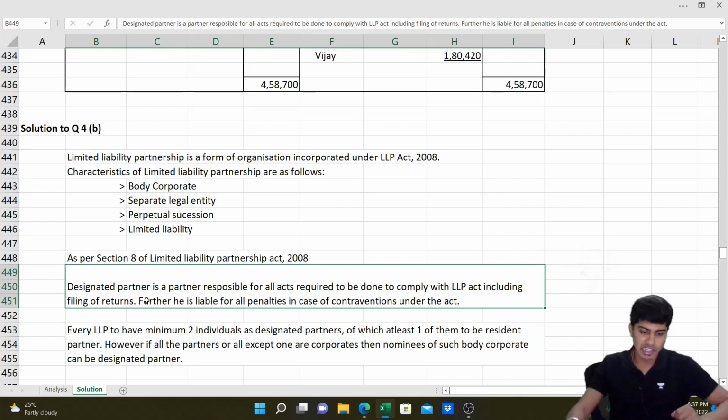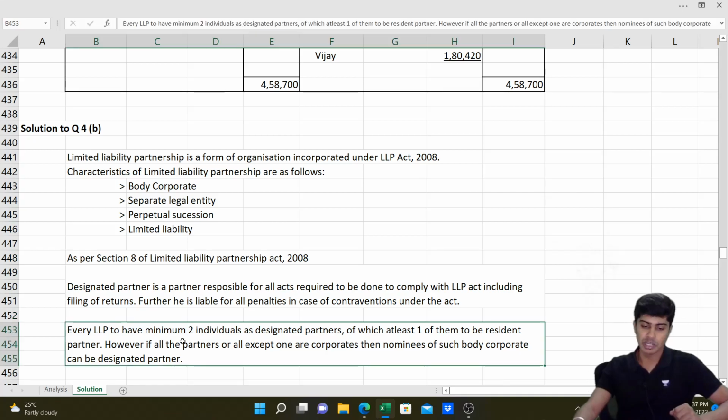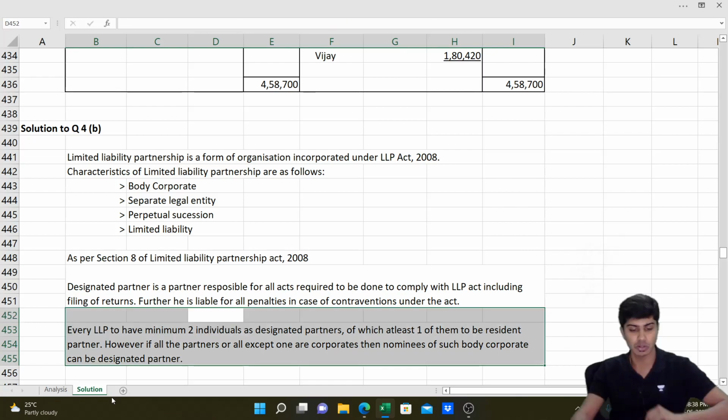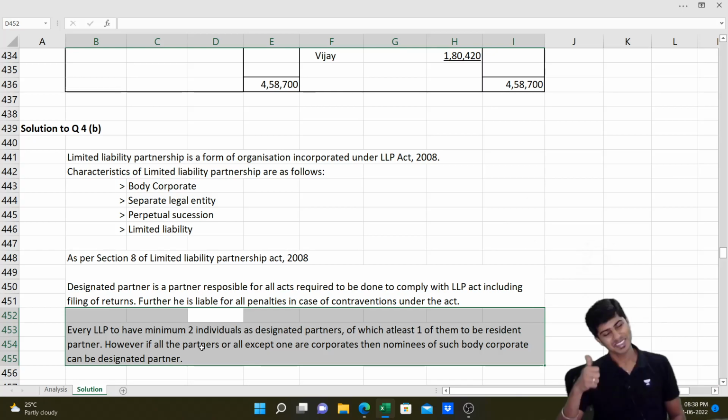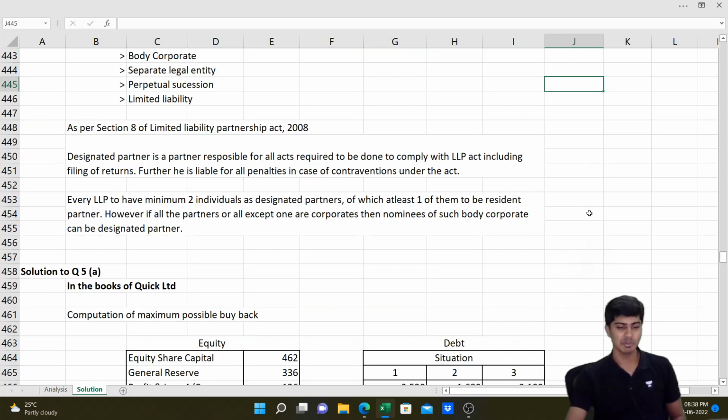See, every LLP is to have two minimum individuals as designated partners, of which at least one of them is to be a resident partner. One of them should be resident also. However, if all partners or all except one are corporates, then the nominees of such body corporates can be designated partners. Very easy question with regard to question number 4.